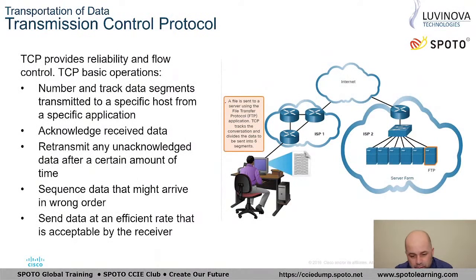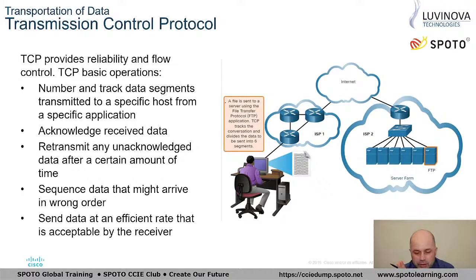Transmission Control Protocol. Transmission Control Protocol provides reliability and flow control. It's very important to see that this is the major difference between those two protocols, and each of them is used in a different way and by different services. The major function of TCP is to provide reliability and flow control.